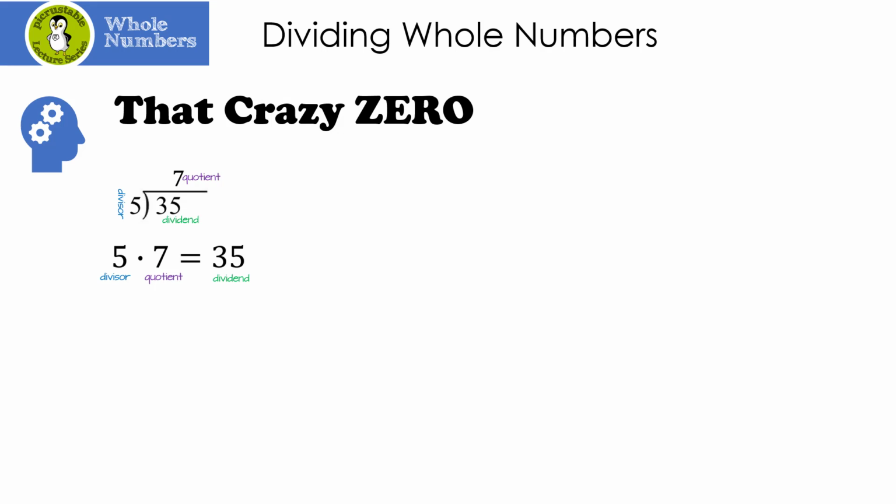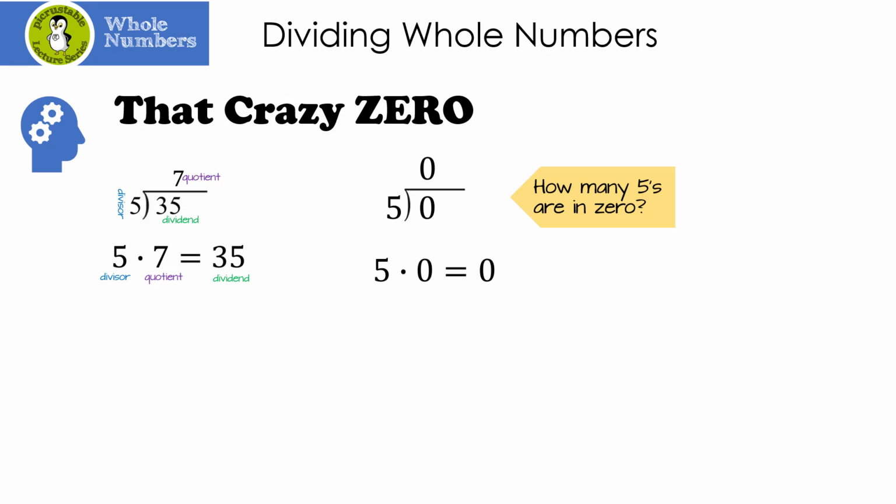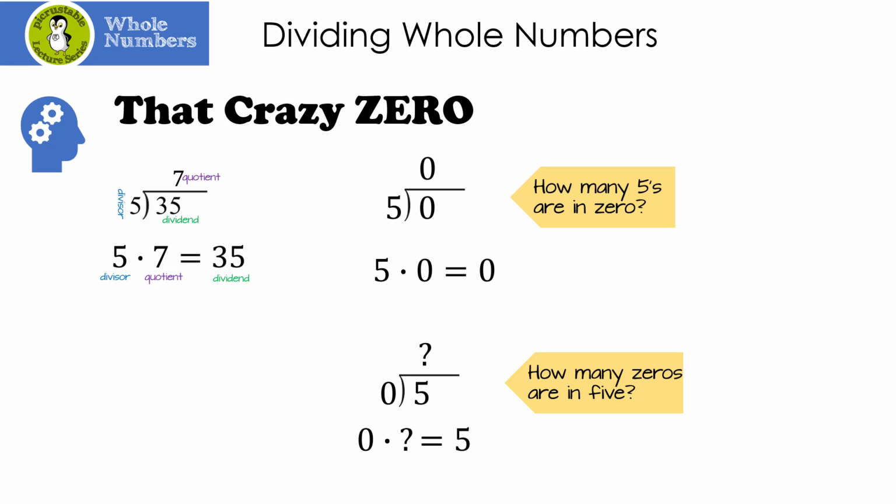That crazy 0. Yes, dividing by 0 is kind of crazy. Let's say I have 5 divided into 0. That's asking us how many 5s are in 0. Well, there aren't any. There's 0. Checking it with multiplication means 5 times 0 is 0. Well, that works. That's cool. What about 0 divided into 5? How many zeros are in 5? Well, if I did the multiplication, 0 times what gives us 5? There isn't anything. So we call this undefined.